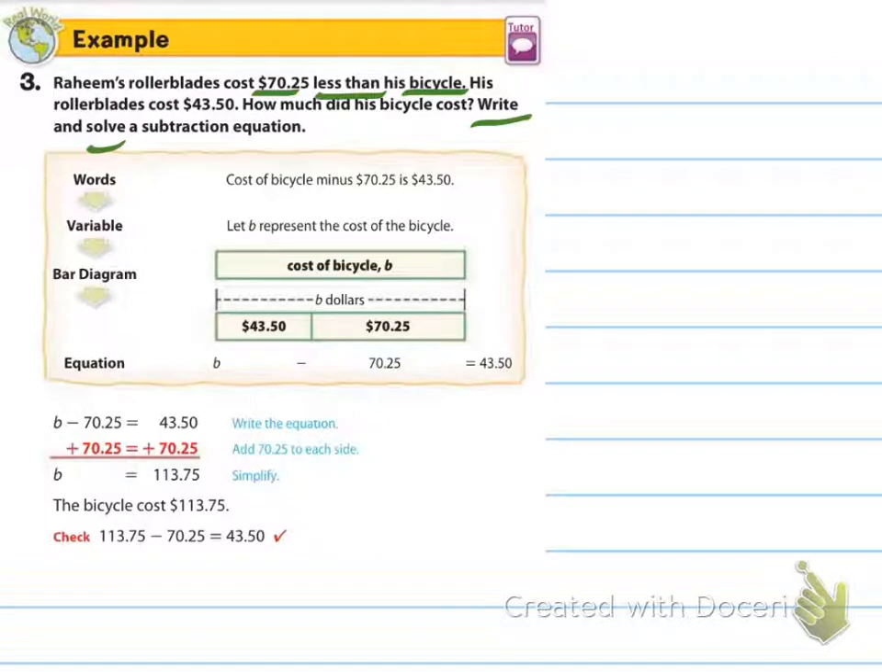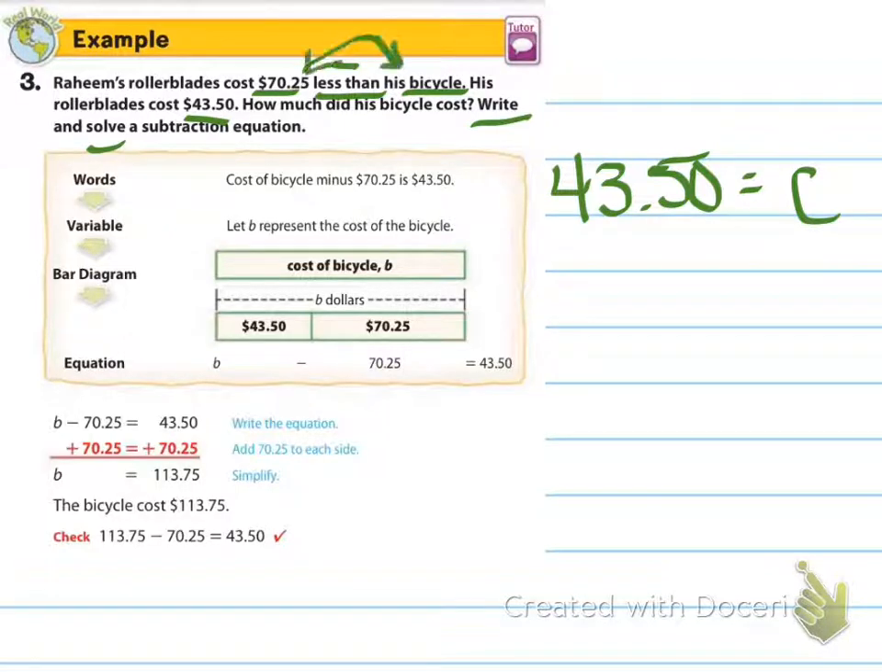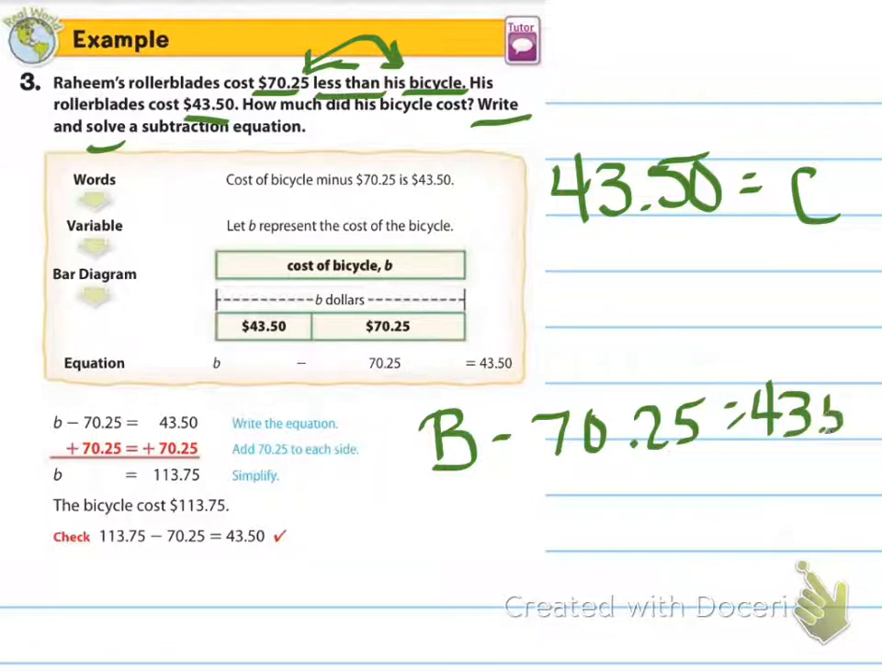Okay? Then we find out that the rollerblades cost $43.50. So we know that $43.50 is the cost of the rollerblades. And so the first thing I'm thinking is less than means subtract. So I'm going to flip the order. The bicycle minus $70.25 is going to equal the rollerblades, which was $43.50. And we're trying to find out how much his bike is. So this is the first step. This is our first part of our answer.